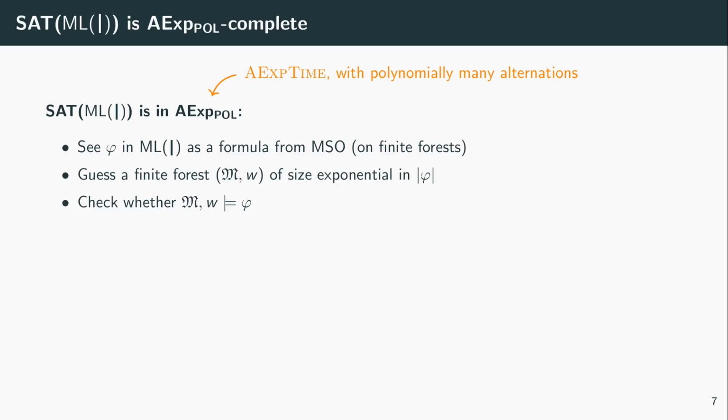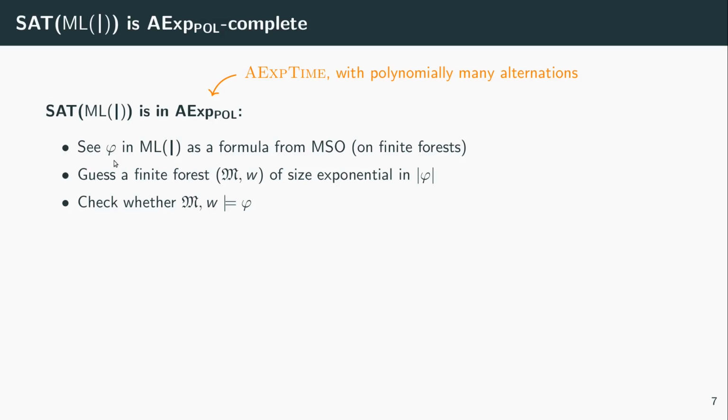Now what we will do is that we will simply see the formula as a formula from MSO on finite forests. We will guess the finite forest of exponential size following the small model property, and we'll apply model checking from MSO. Now since we are doing it for an exponential size model, it will be in exponential space or exponential time, and then we will do polynomially many alternations because there are only polynomially many negations in a formula phi.